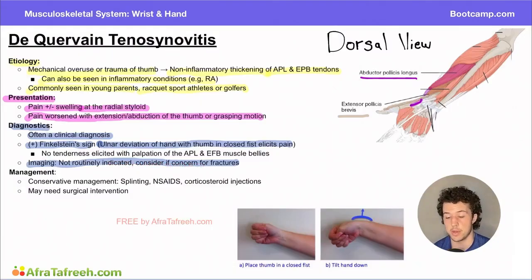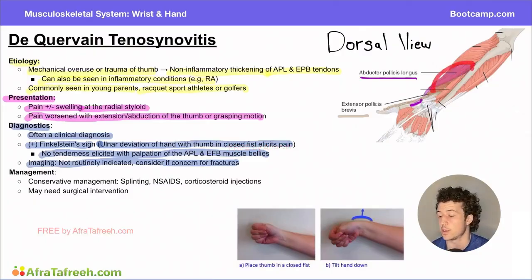Additionally, there should not be tenderness with palpation of the muscle bellies of the abductor pollicis longus and extensor pollicis brevis. This condition is really about thickening of these tendons here down at the wrist at the radial styloid. Up here in the posterior forearm, the muscle bellies are usually unaffected. And so if there is pain with palpation in that muscle belly up the forearm, in addition to just at the wrist, we might consider that there's an injury to those muscles.